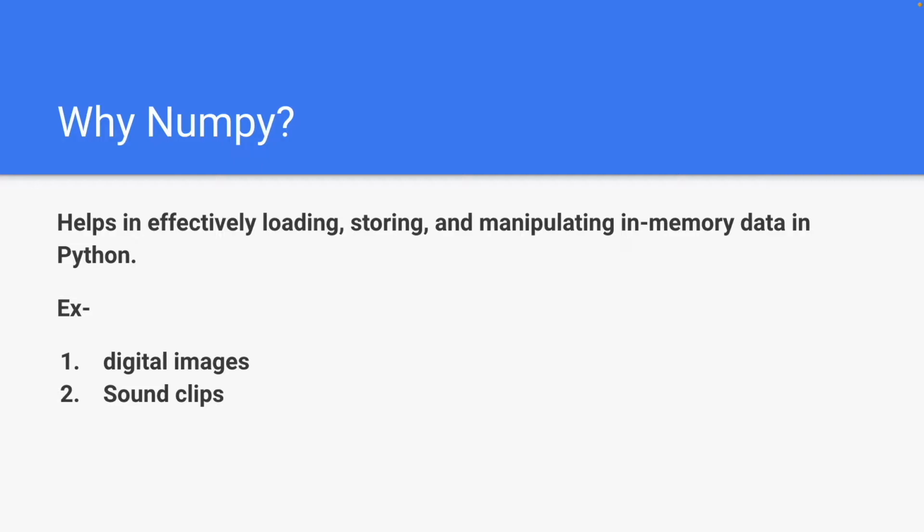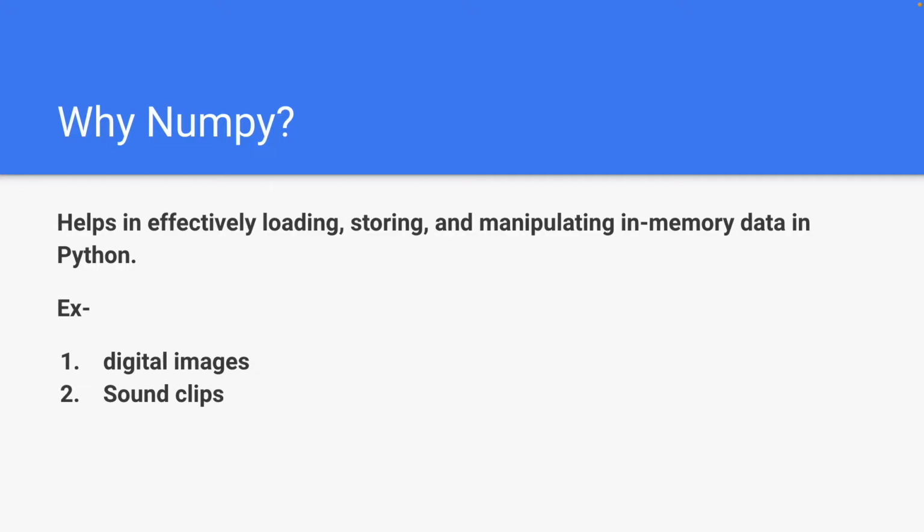NumPy basically helps in effectively loading, storing, and manipulating in-memory data in Python. For example, we have digital images. Digital images can be thought of as simply two-dimensional arrays of numbers representing pixel brightness across the area, or the sound clips or music can be thought of as one-dimensional arrays of intensity versus time.